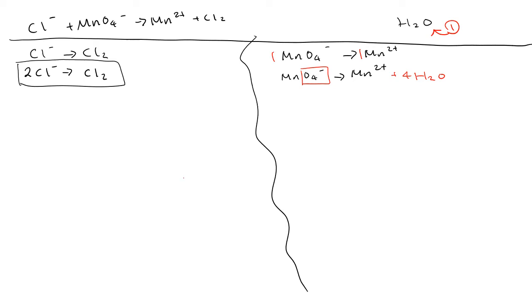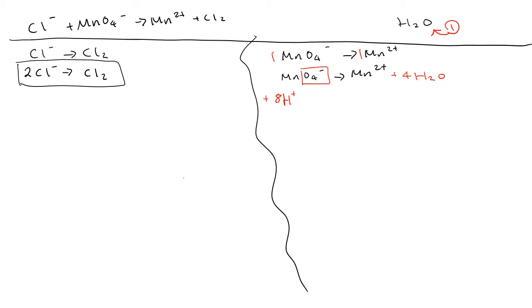For the second one, we can see how, since we added 4 more water molecules to the right hand side, we now ended up with 8 hydrogen on the right hand side, and there's none on the left hand side. So to balance this out, we need to add 8 more hydrogen to the left hand side, and we do this by adding 8 hydrogen ions to the left hand side.